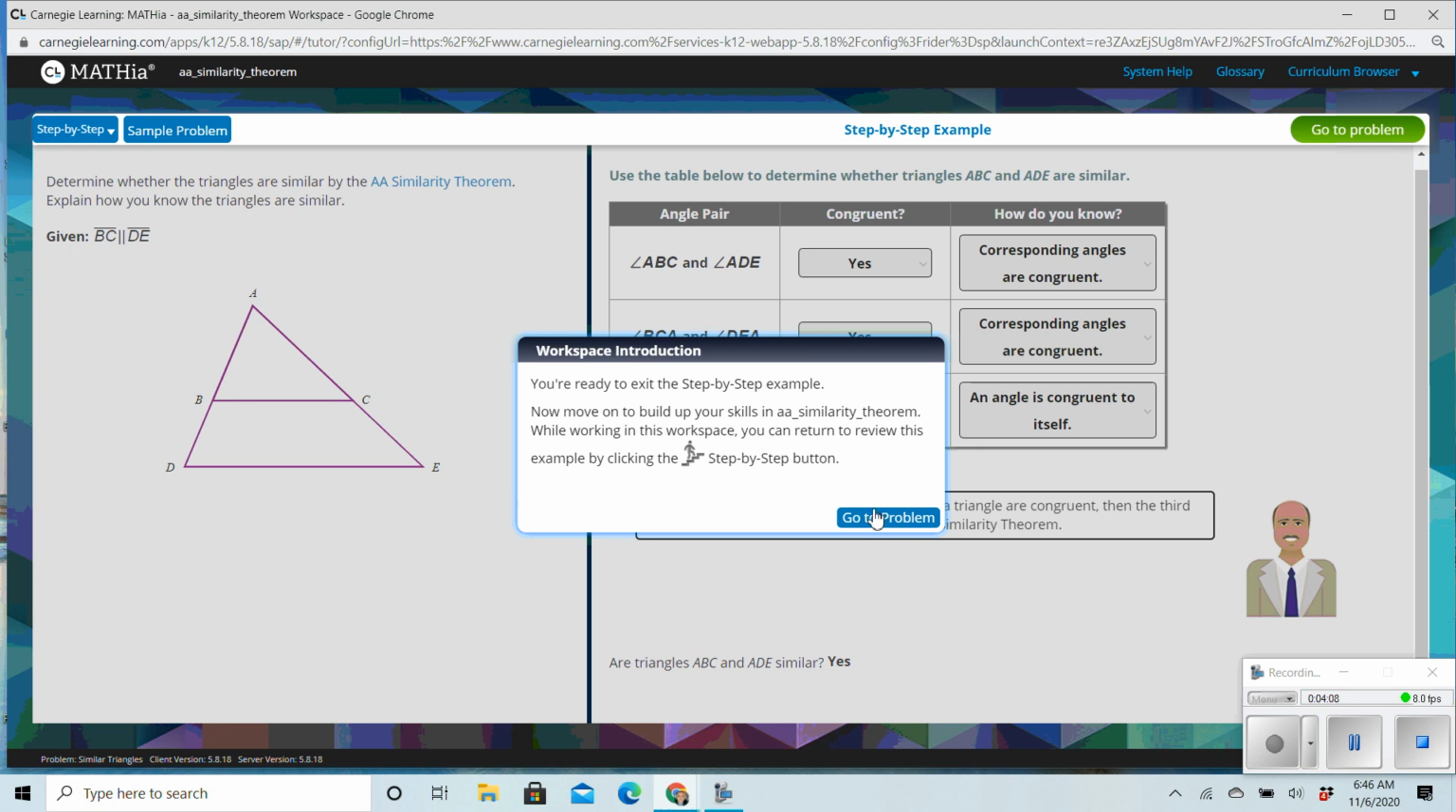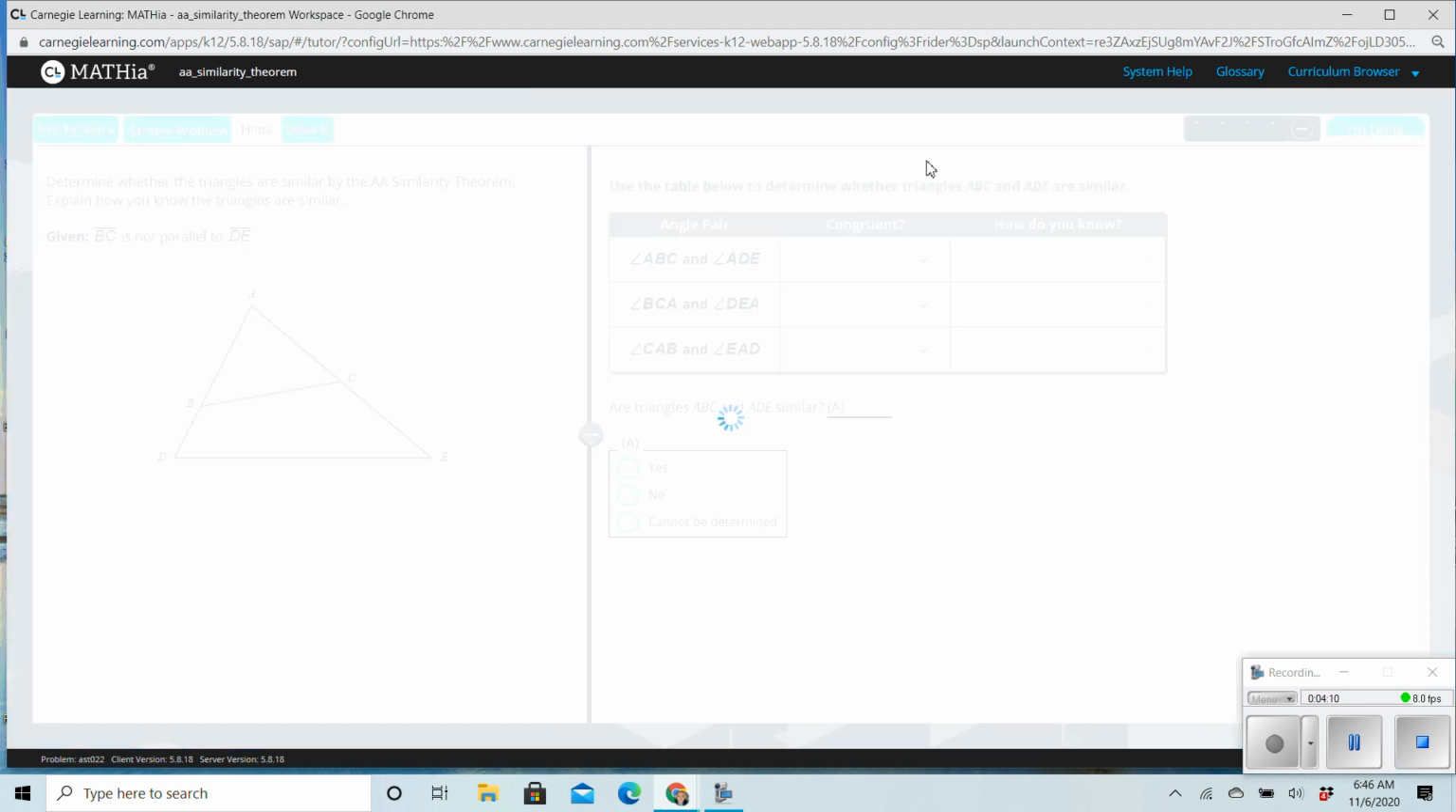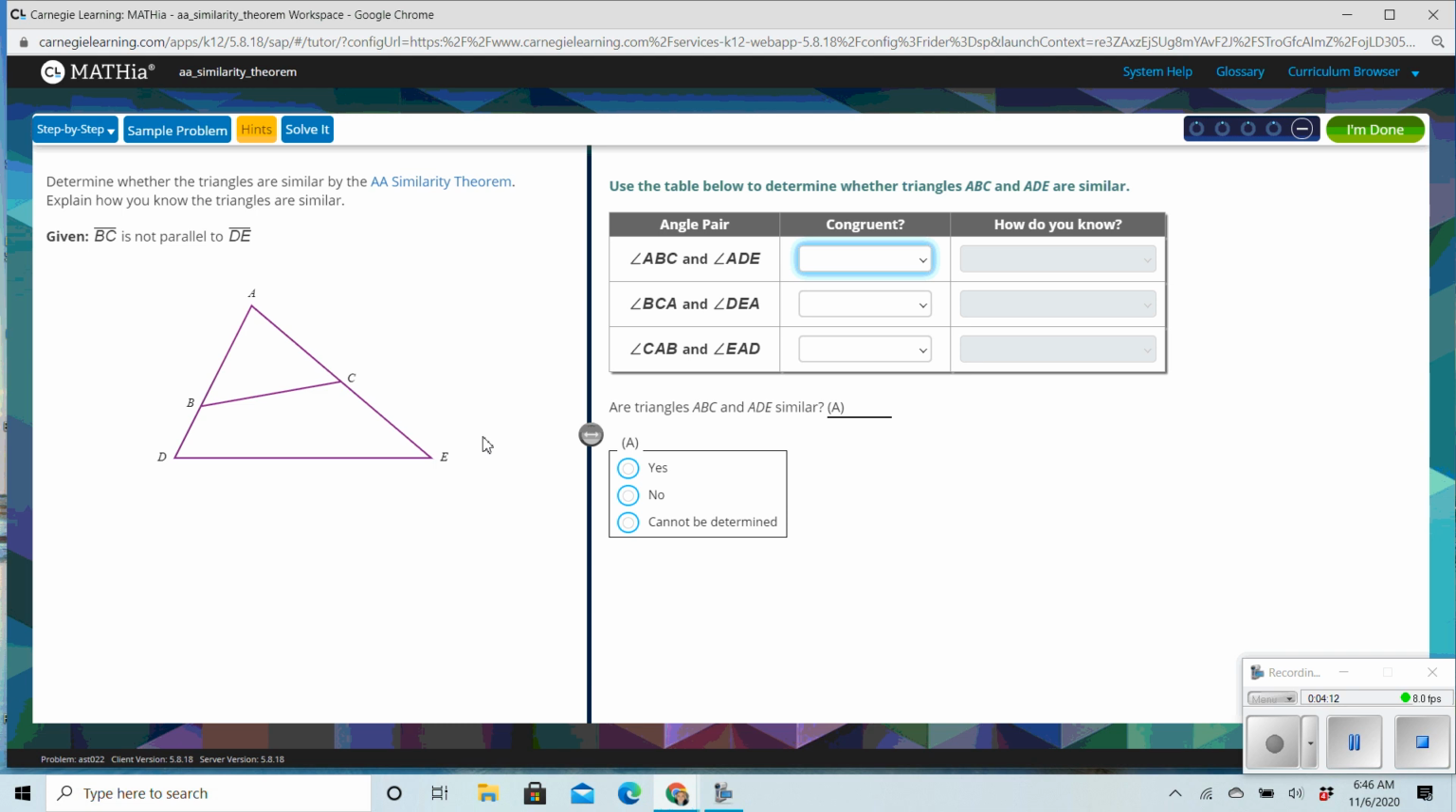So now let's check out one of these other problems. So it says again, BC is not parallel to DE. However, we still have these few little transversals. So let's look. We're talking about ABC and ADE. What do you guys think?